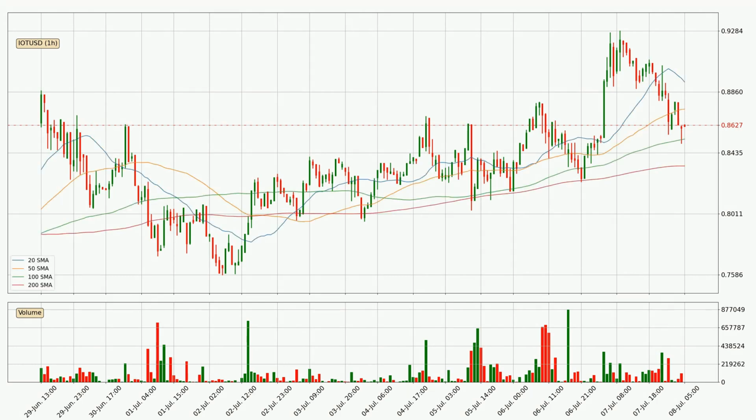Moving to the hourly simple moving averages, the current price is between the 100 and the 50 SMA. If the price bounces off the 100 SMA, which is currently at 85.3 cents, it could be seen as a support, and the 50 SMA that is at 87.4 cents could be seen as a resistance to the upside. Breaking either way signals a possible further move in the corresponding direction.